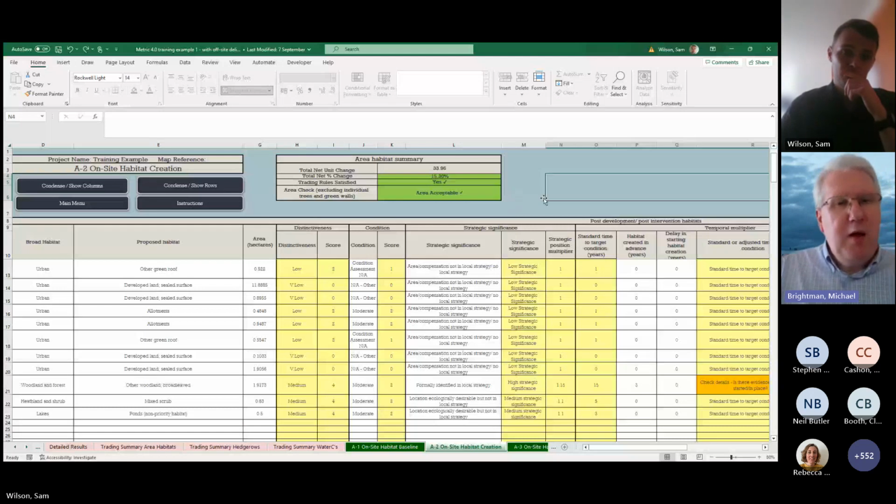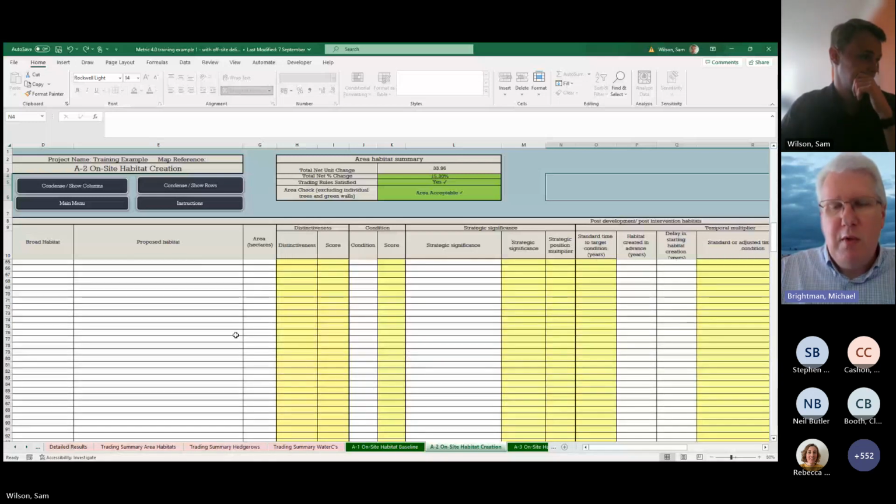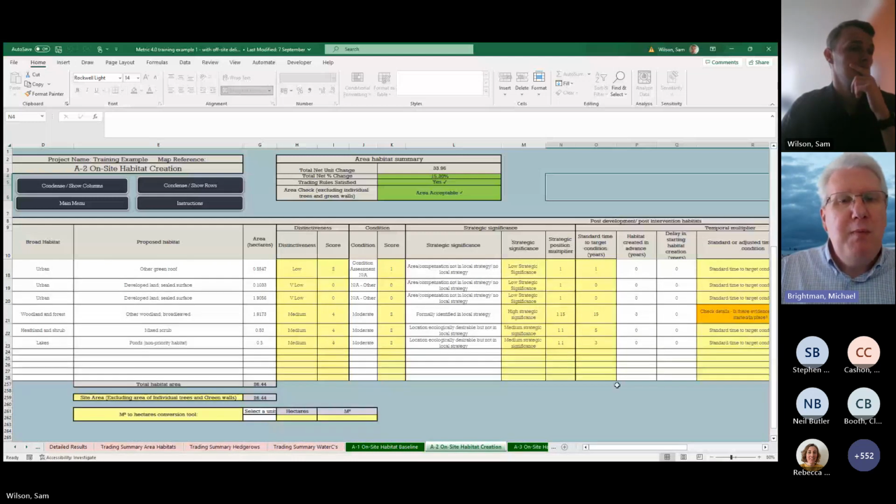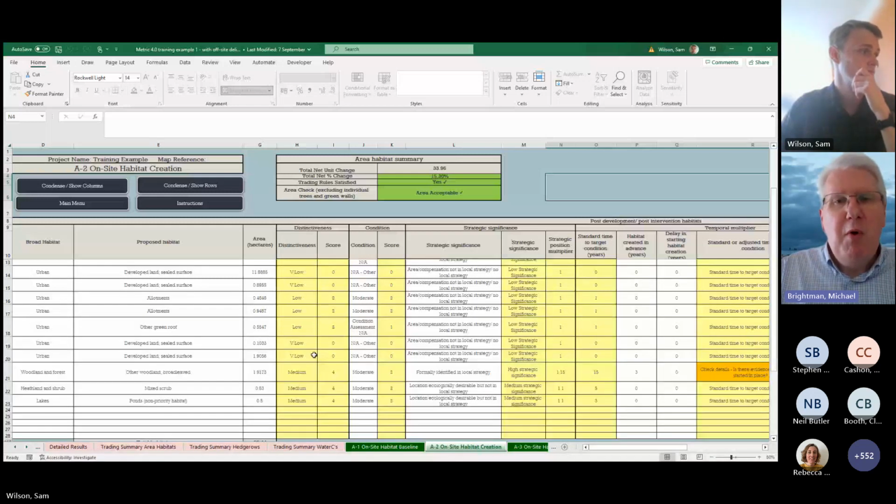Now, one thing I just remembered we've not shown you when we did our demo are two on-off switches where you can condense or show the number of columns and condense or show the number of rows. If we scroll down on this metric, you'll see that there's all these blank rows that we don't need to fill in. But because of those, we can't see the totals at the bottom. So now what we can do is turn on this switch, condense show rows. And when we do so, you'll see that most of the rows disappear, and we can see our totals along the bottom.